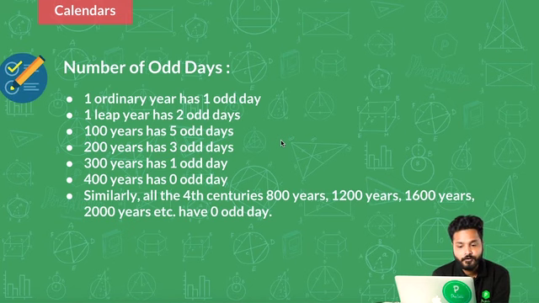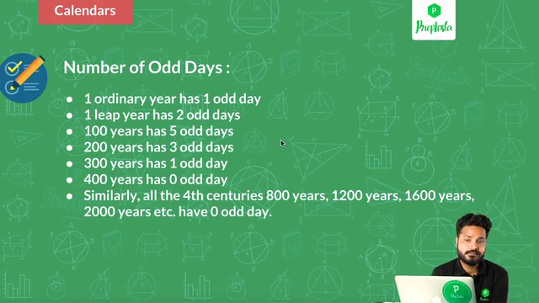Similarly, all the fourth centuries, that is 800 years, 1200 years, 1600 years and 2000 years, etc., have 0 odd days. So again, 2000 years have 0 odd days. If I need to find the day on the date, let's say 5th of February 2001, I know that till 2000, the number of odd days is 0. So I just need to find the number of odd days from 1st of January to 5th of February.